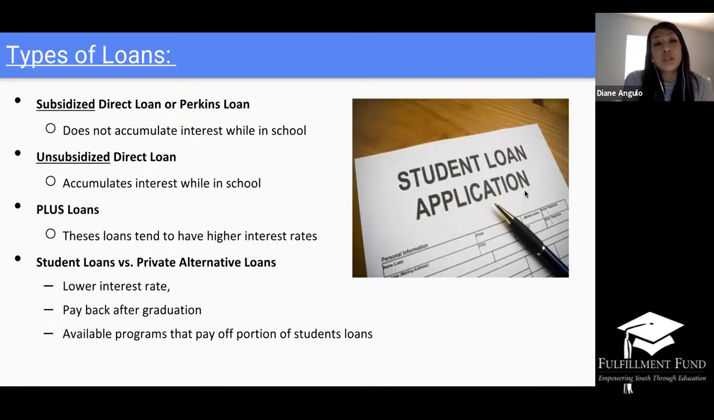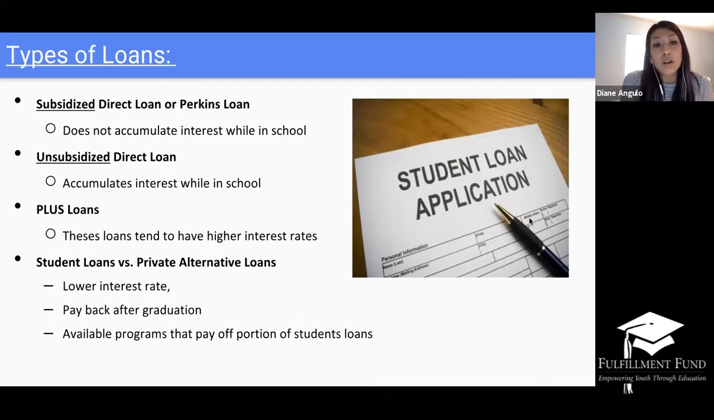When it comes to subsidized direct loans, these do not accumulate interest while in school. Unsubsidized loans do start accumulating interest as soon as you take out the loan, and this will accumulate throughout the 4 years that you're in the school. The Parent PLUS loans tend to have a higher interest rate. A lot of times we do recommend students to stay away from these loans just because of how high the interest rate is.